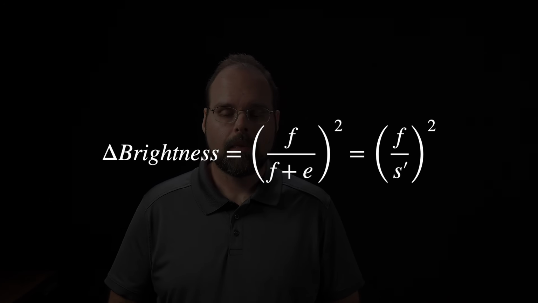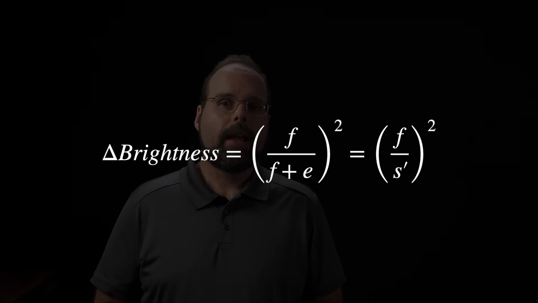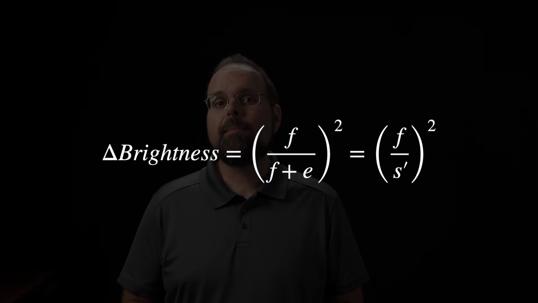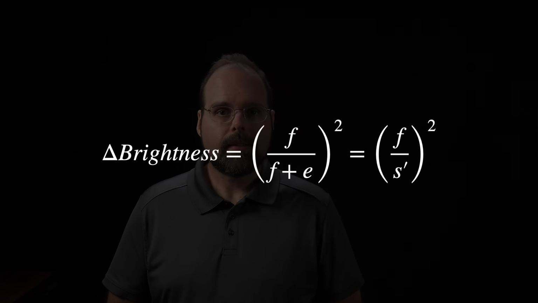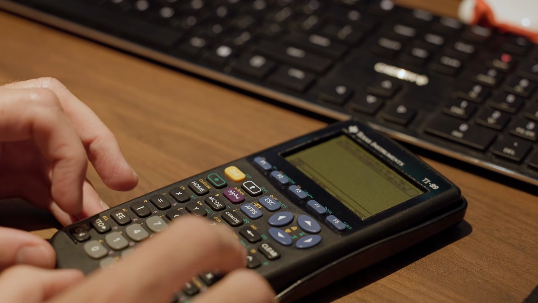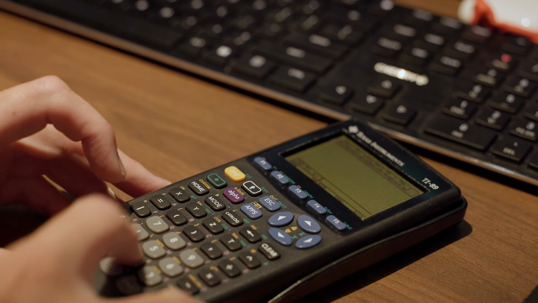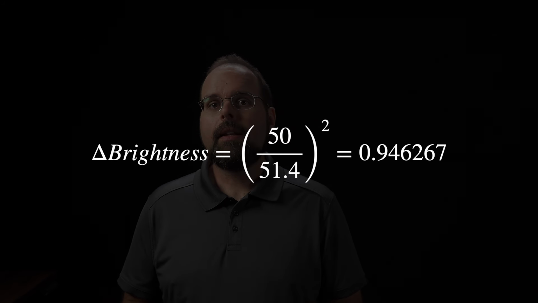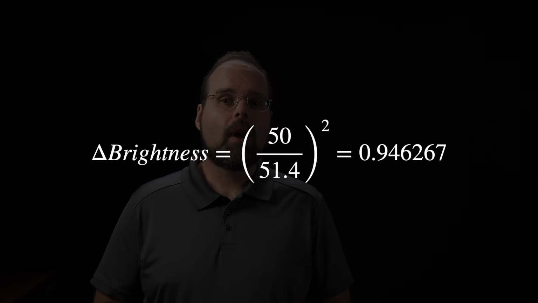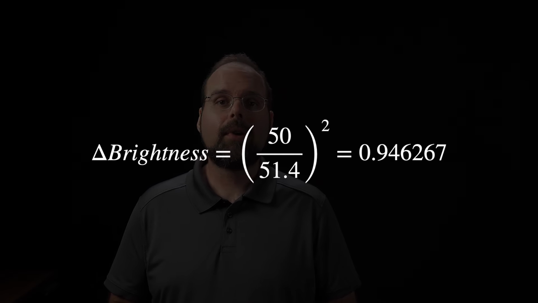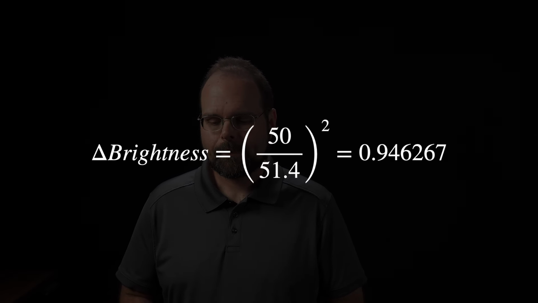Now, since we're dealing with the inverse square law, we end up with something that looks like this equation. In this equation, f is the focal length, e is the amount of extension, and s prime is the image distance. In our case, we had a 50mm lens focused at 6 feet, which from Gauss's equation tells us that the image distance was 51.4 millimeters. So plugging it into this equation, we get a change in brightness of 94.63%. Now, predictions and math are great, but it has to play out in the real world. So let's go test it.